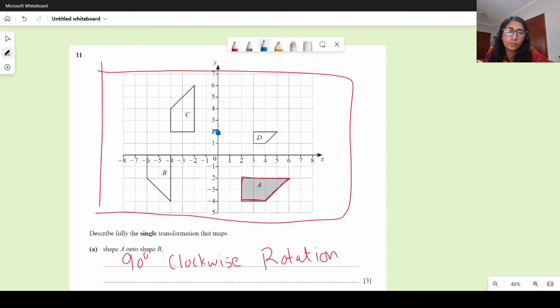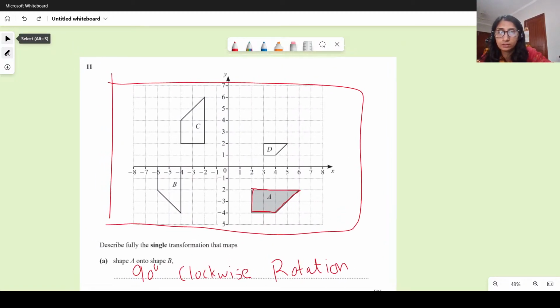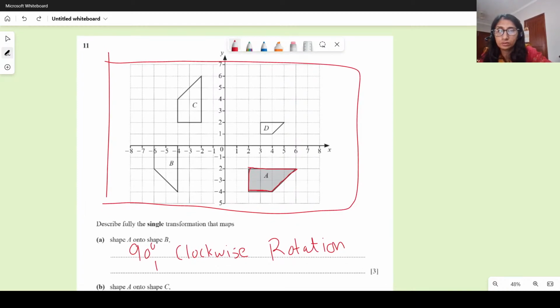Now, as seen from the marking scheme, I know the center is 0, 2. So when you place the tip of the pencil on 0, 2 and rotate the tracing paper, you'll notice that this trapezium will completely overlap this trapezium, meaning that the center of rotation is 0, 2. So once you found that, you write with center 0, 2.